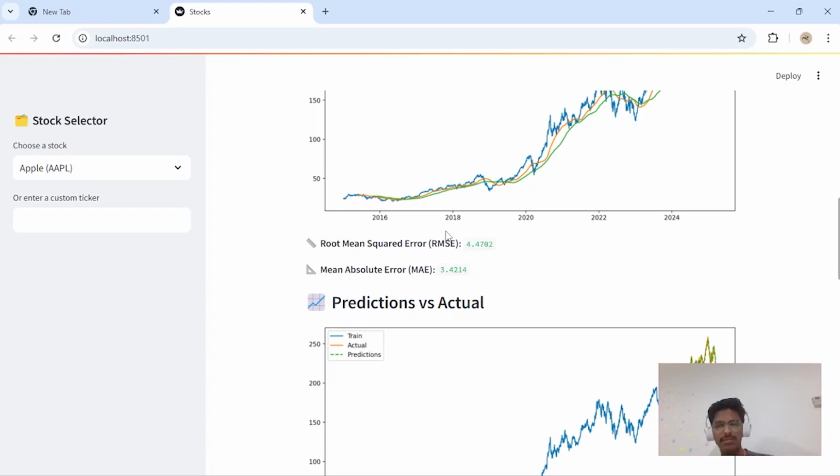The entire app is built in Streamlit, so it is fully interactive, responsive, and easy to use right in the browser. Overall, this is a complete end-to-end solution for stock price trend prediction using LSTM with a clean interface and real-time visual feedback.